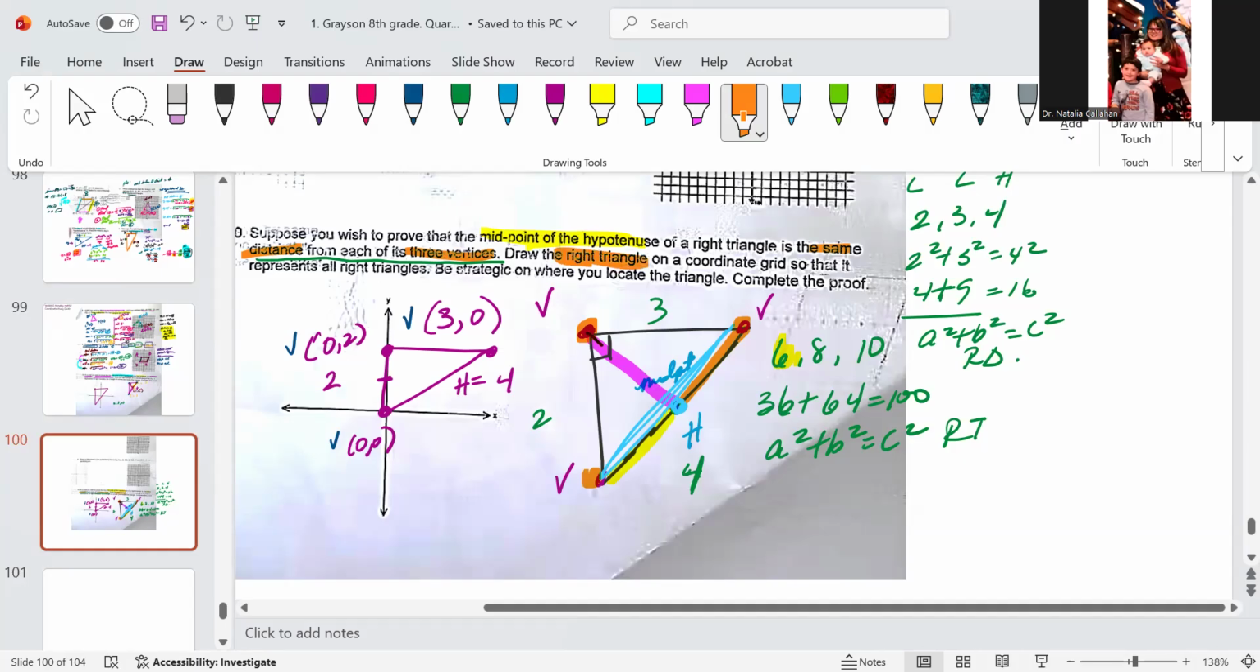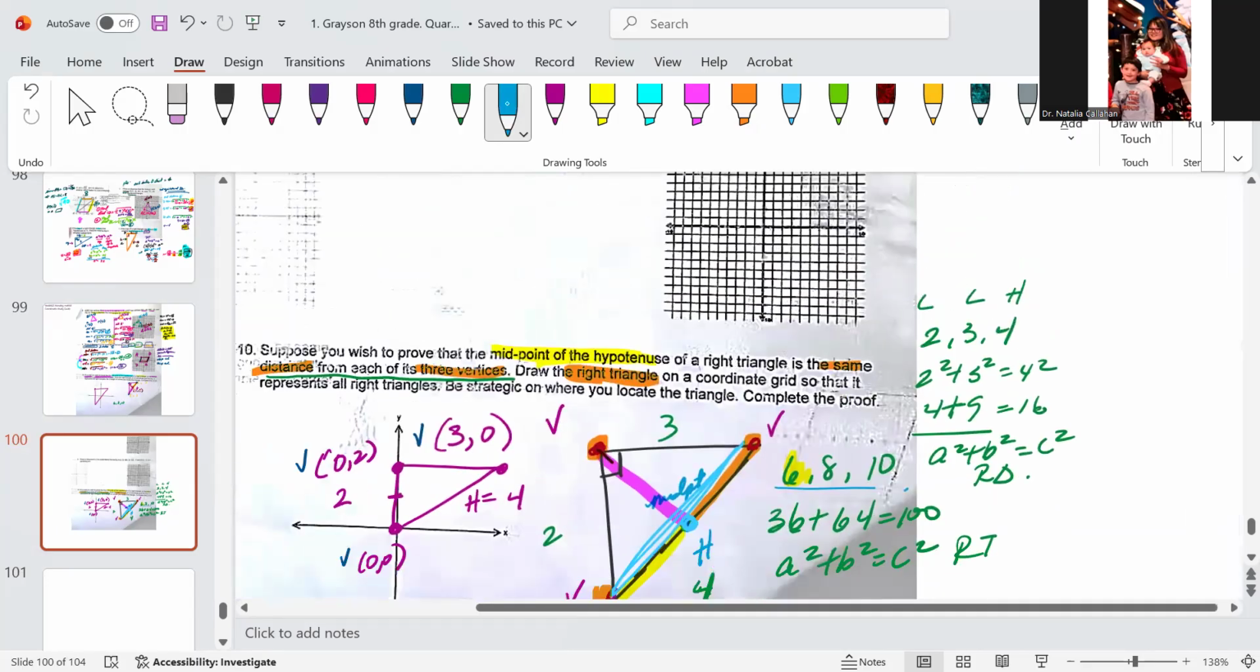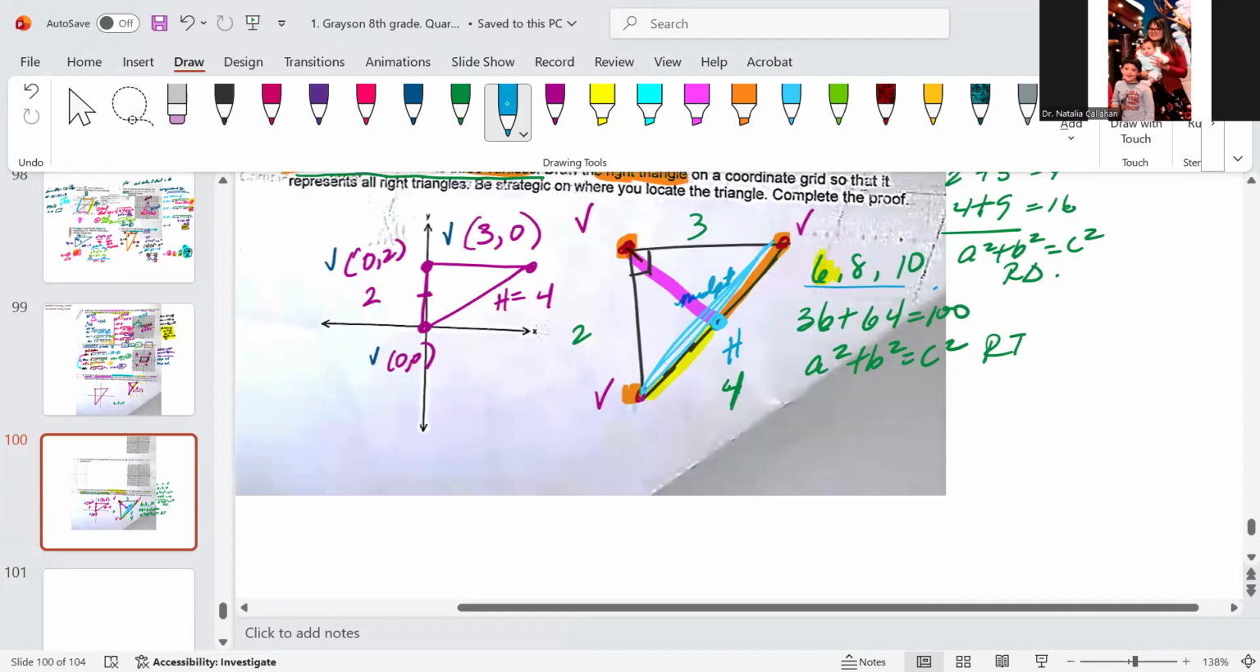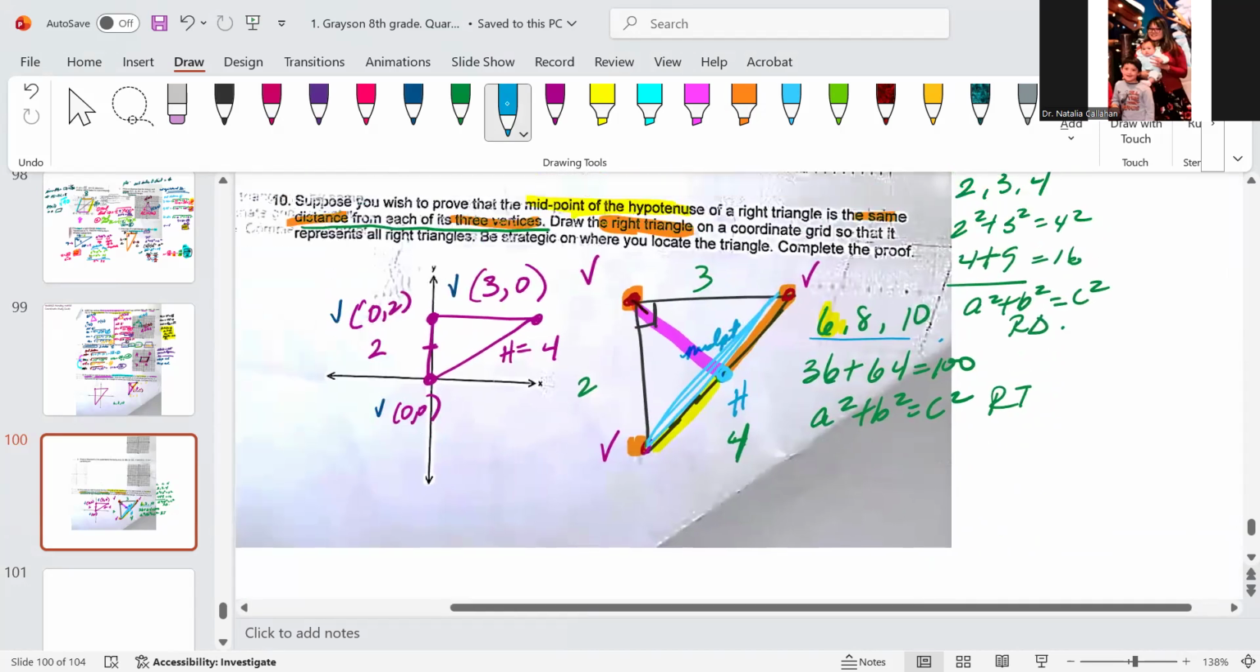A right triangle is a squared plus b squared equals c squared. They have to be equal. And there are only certain sets that qualify for this. The first one is 6, 8, and 10 because 36 plus 64 is 100, correct? Another one, which I think we're going to use because it's smaller numbers, is 2, 3, and 4 because 4 plus 9 is equal to 16, correct? So we're going to use 2, 3, and 4 because it says draw a right triangle.